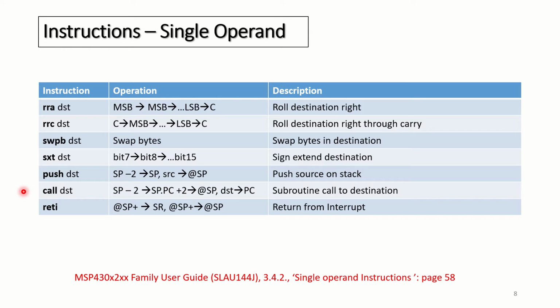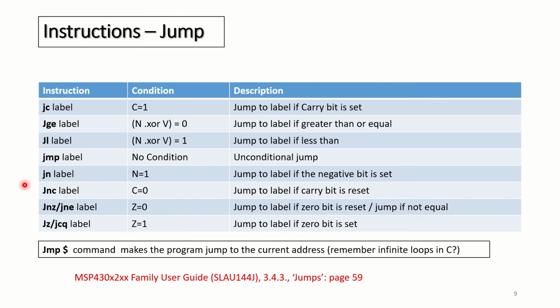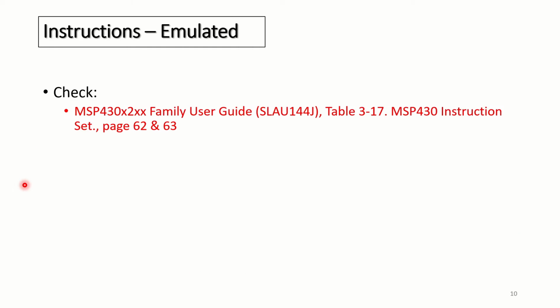In this slide, we can see single operand instructions. Push is one of the instructions that we'll use while accessing the stack. Here's the list of jump instructions. Jump instructions override the program counter. Conditional jumps support program branching relative to the program counter and do not affect the status bits. For the emulated instructions, you can check the MSP430 family user guide.